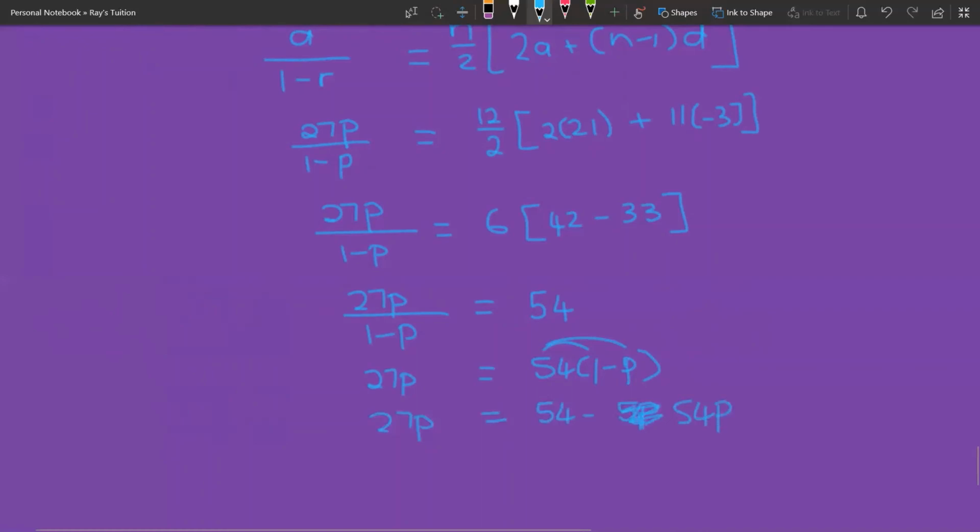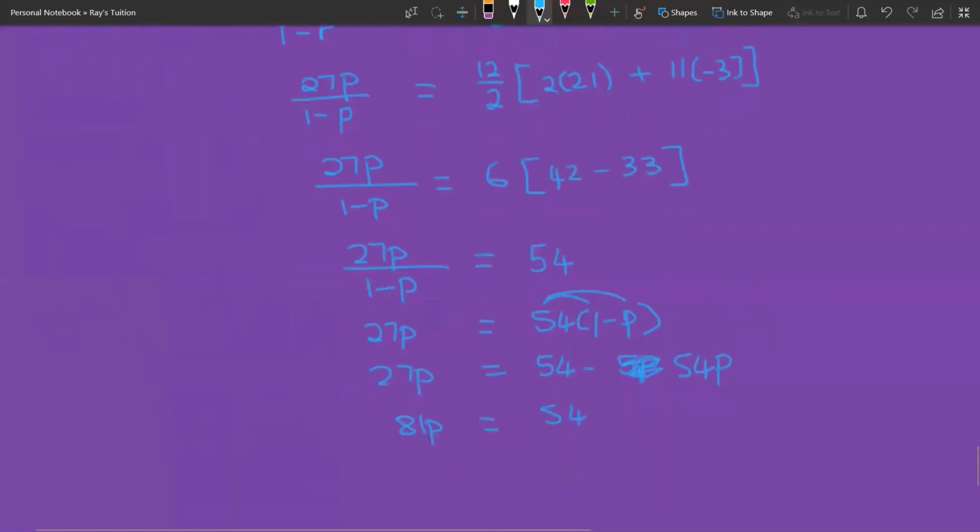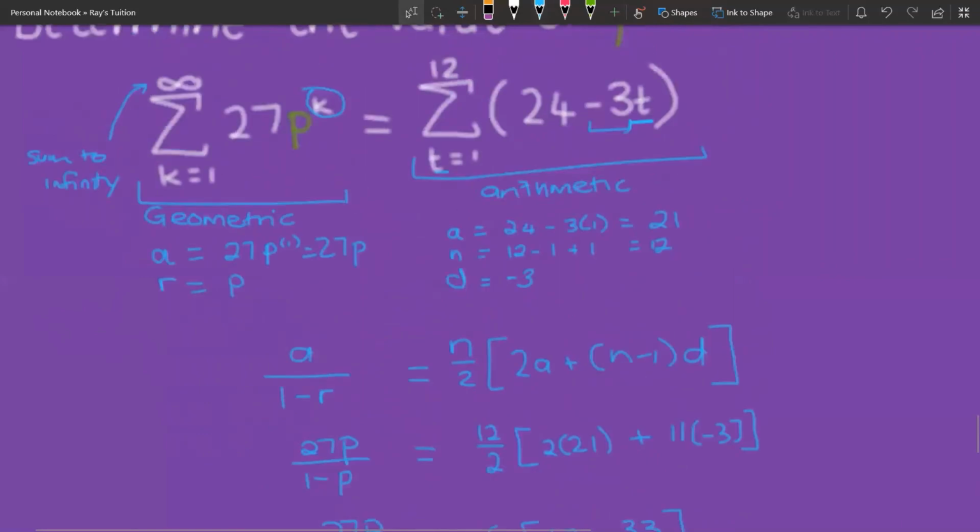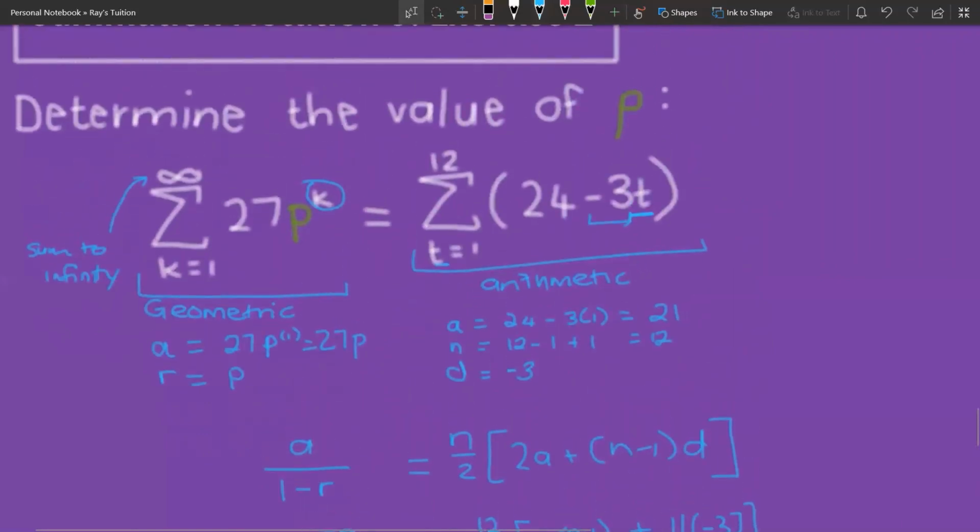So we can take this on one side. So we're going to get that 54p plus 27p is 81p is equal to 54. So dividing both sides by 81, we get that p is 2 over 3. So there we go, we have solved for our p. It looked a bit complicated, but you just take it step by step and identify what we are working with.